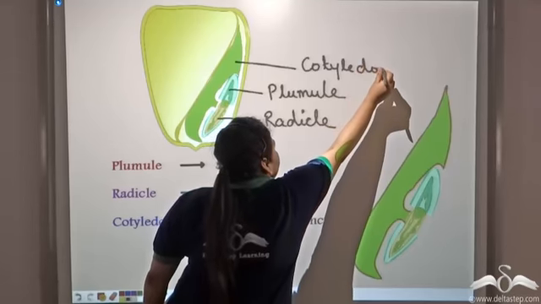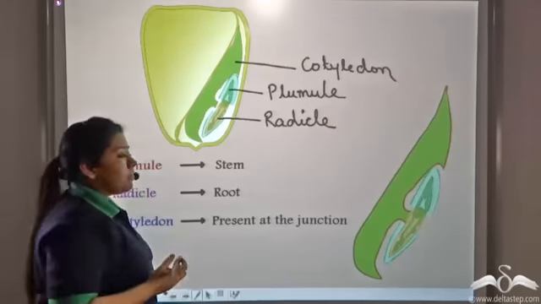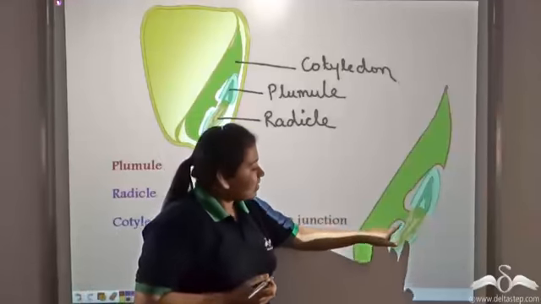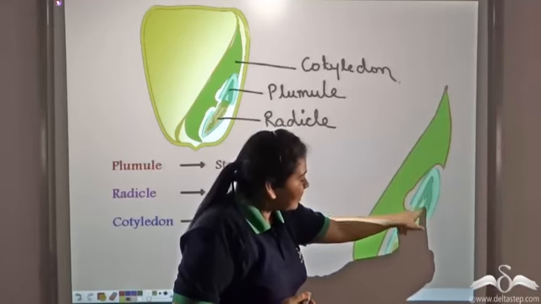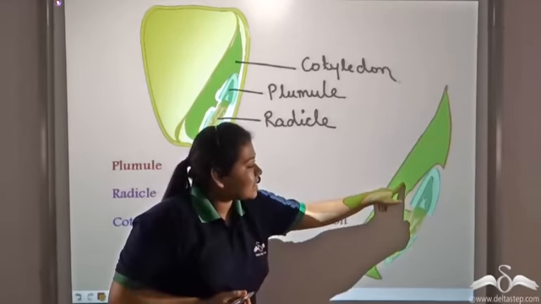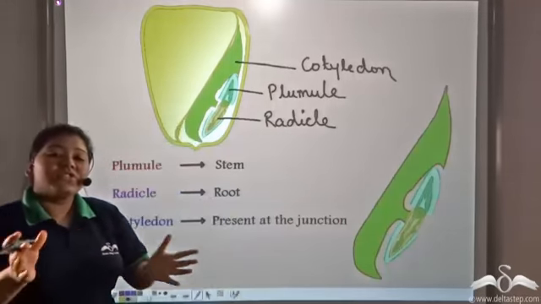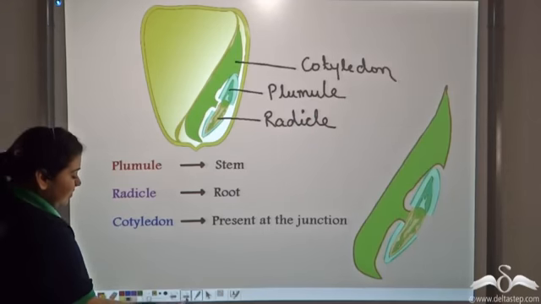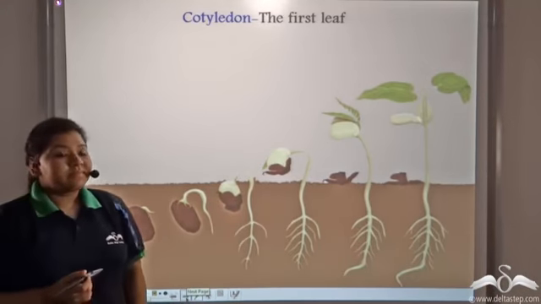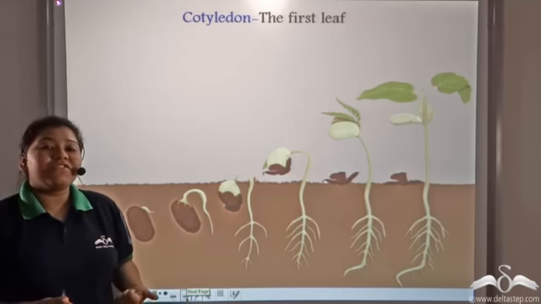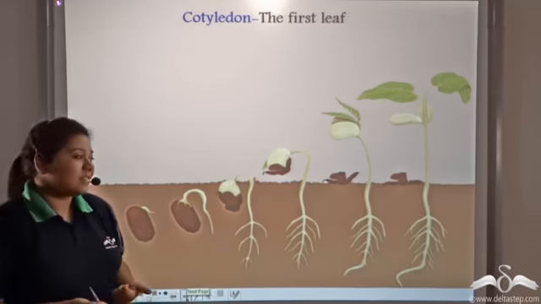So see, this is a zoomed picture. This is the plumule, this is the radicle, and this is the cotyledon that joins the plumule and the radicle. Now, cotyledon forms the first leaf of a plant.